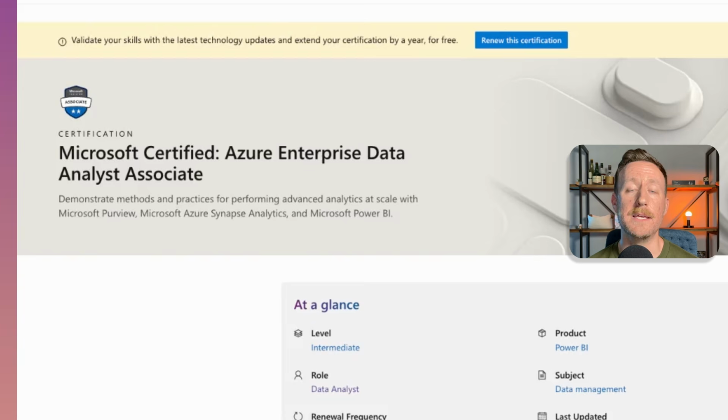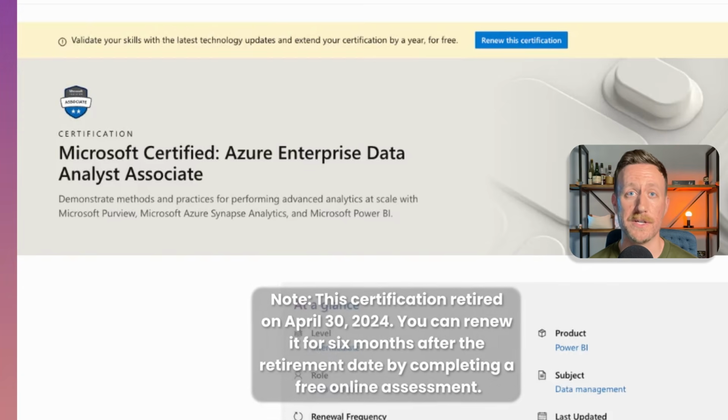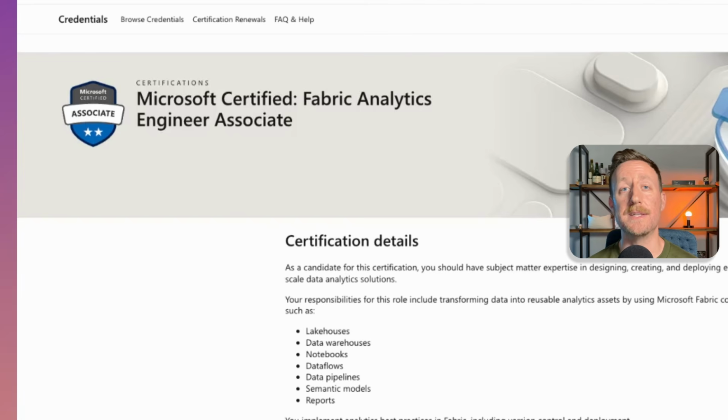The second is the DP-500, which is the Azure Enterprise Data Analyst Associate certification. And the third is the DP-600, which is the Fabric Analytics Engineer Associate certification.